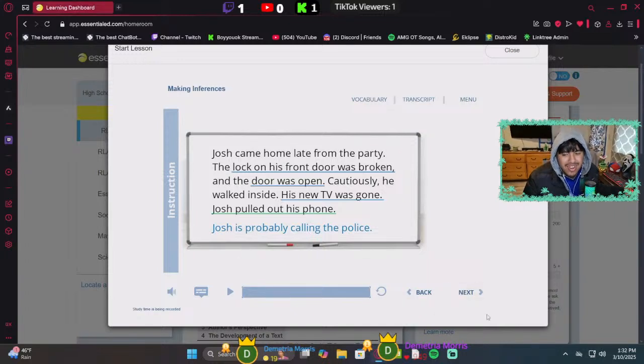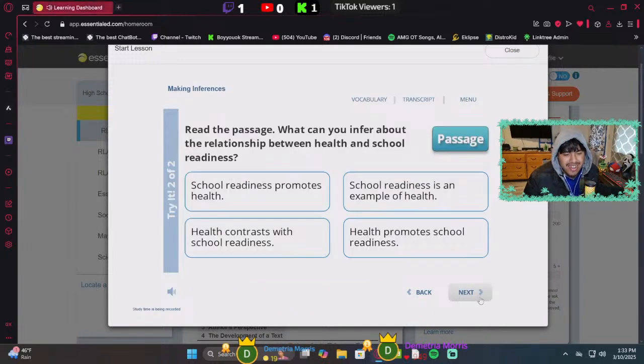Okay, what can you infer about the relationship between health and school readiness?